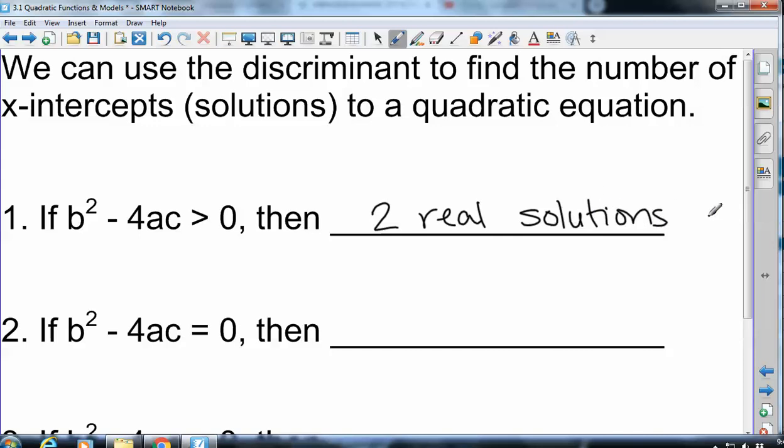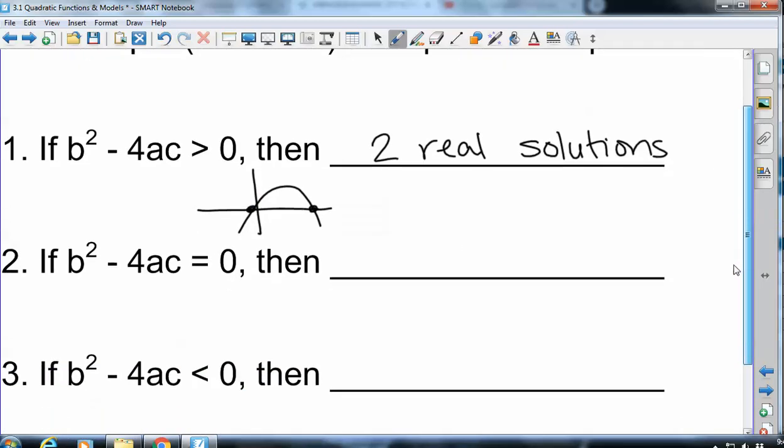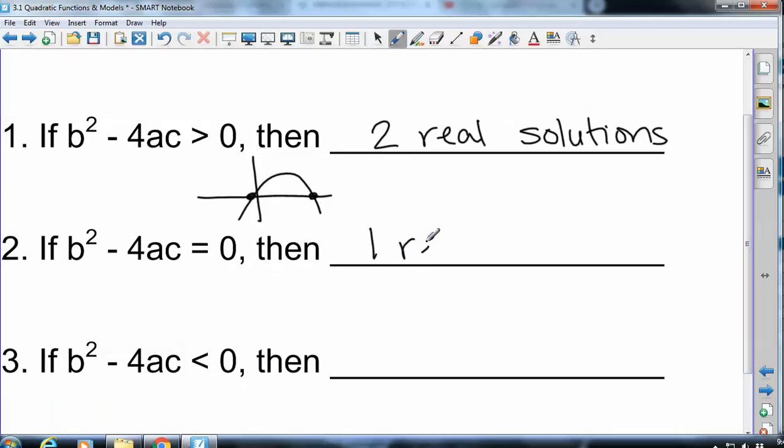In terms of a graph, when I say the solutions, if you were looking at a graph, what am I talking about? Where it crosses the x-axis, yeah. So, for instance, it would be something like this. 2 solutions, it touches the x-axis twice. If it equals 0, you get 1 real solution. In other words, if you were looking at a graph, you have a quadratic that only touches the x-axis 1 time.